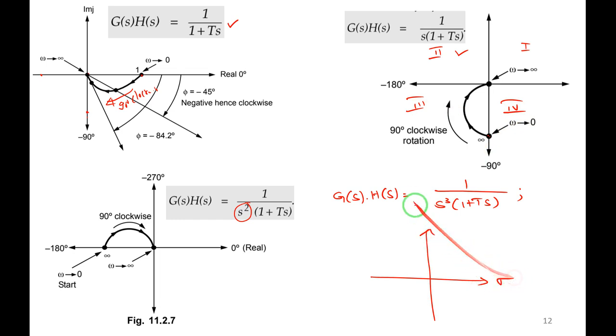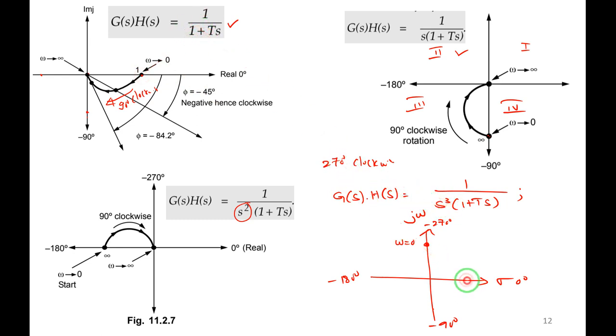So this is sigma, j omega, 0 degree, minus 90 degree, minus 180, minus 270. And you can observe here, there are three poles lying at the origin. 90 into 3, 270 degree clockwise. So I will shift the starting point here. The starting point was here. So 90, 180, 270. The starting point will come here. So for omega equal to 0, the starting point has shifted here, because for omega equal to 0 the starting point was here for 1 plus ts. Since there are three poles, 90 into 3, 270 degree.